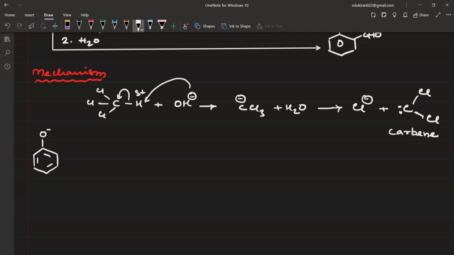Okay, it is an electrophile. Now the carbene will come and attack. It will get attacked by this benzene ring, because carbene is what? Carbene is electron deficient, CCl2. This will get attacked by this benzene ring.